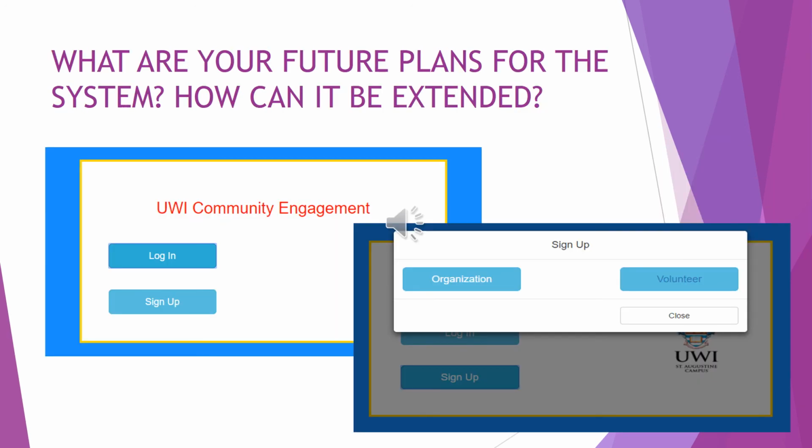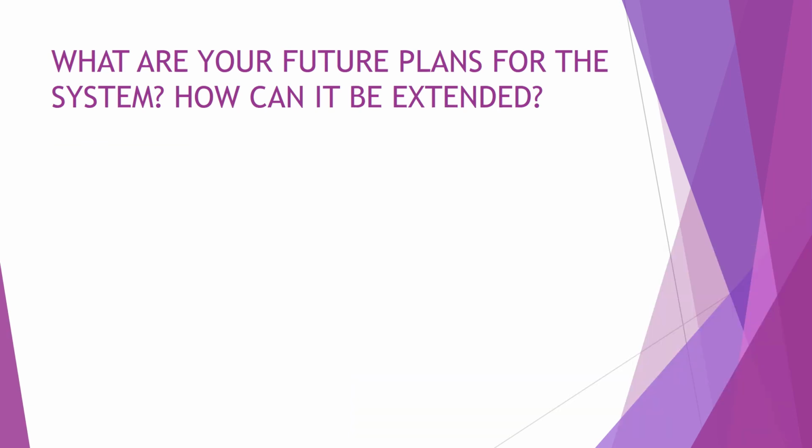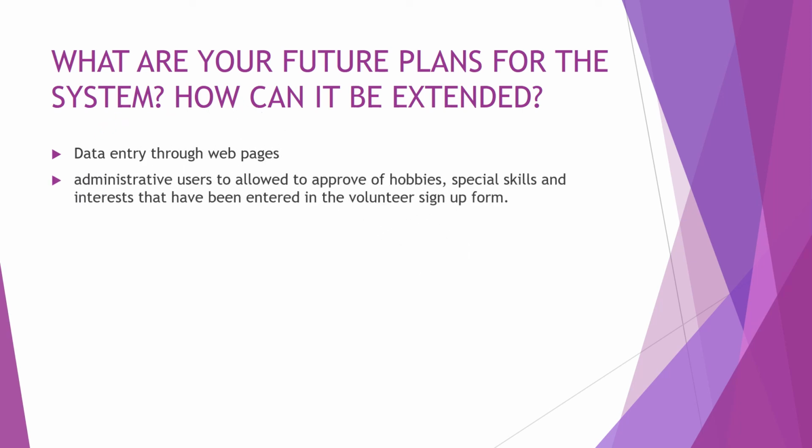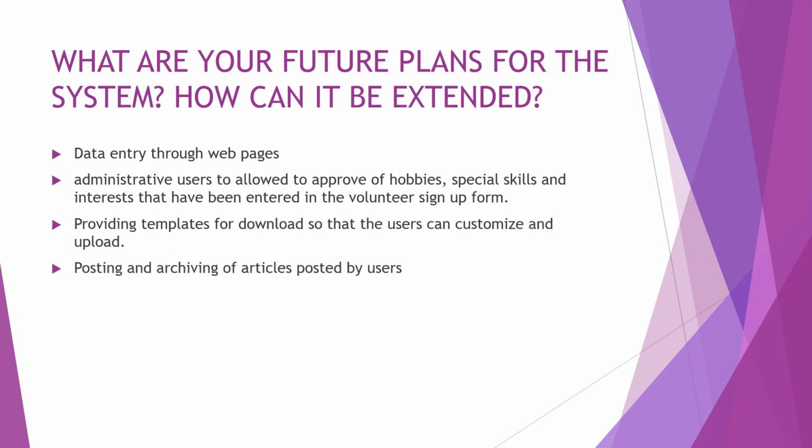The future plans for the Uwietc project includes the implementation of a fully functional web application. Some features include data entry through web pages, administrative users being allowed to approve of hobbies, special skills, and interests that have been entered in the volunteer sign-up form, providing templates for download so that users can customize and upload them, posting and archiving articles posted by users, and having tags attached to articles and events.